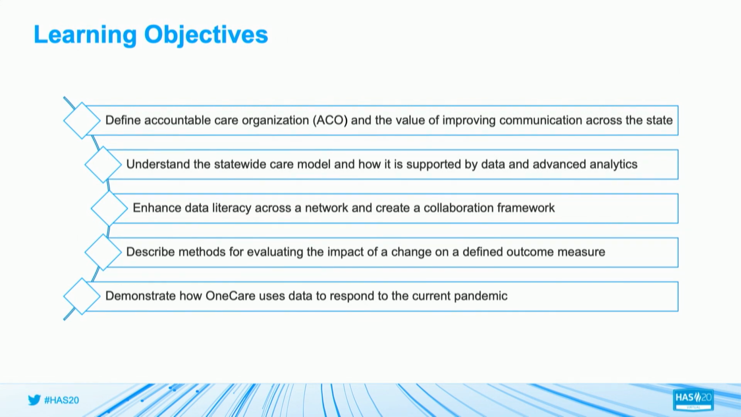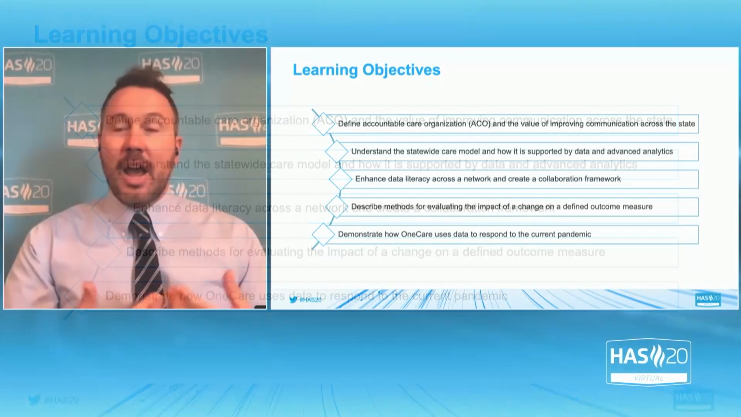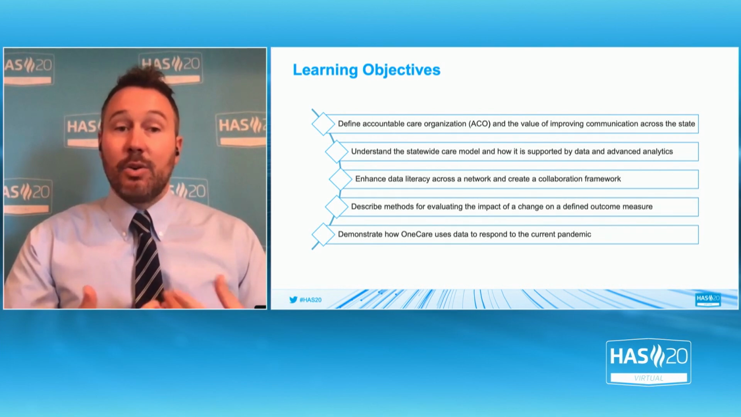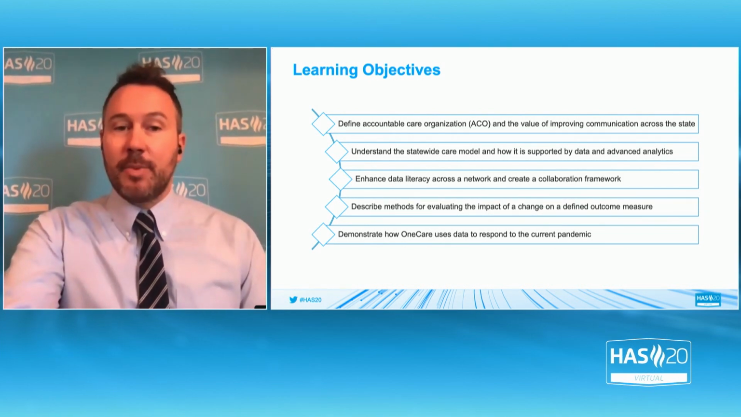And then last, we're going to share with you the way that we've responded to the public health emergency and how OneCare is using data to identify patients that are most vulnerable to becoming seriously ill or even losing their life from COVID-19, and how we're supporting our network to identify those patients.